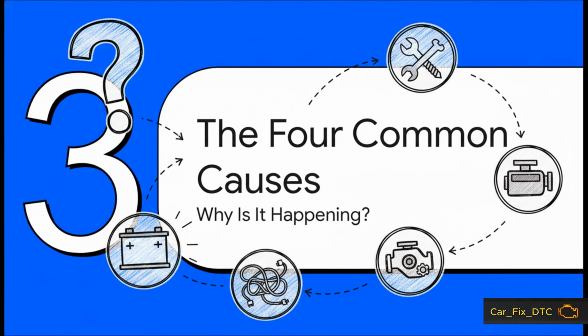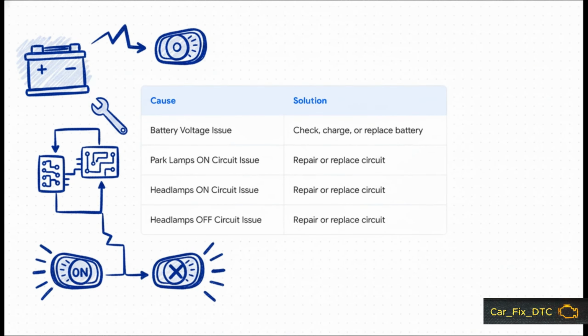Okay, so we know it's a communication issue, but why is it happening? Well, it almost always comes down to one of four usual suspects. So let's put on our detective hats and start investigating. Think of this as our game plan. As you can see, the causes could be something as simple as a battery voltage problem, or it could be one of three specific issues with the wiring for the headlight switch. We're going to go through these one by one. And don't worry, we'll start with the easiest one first.